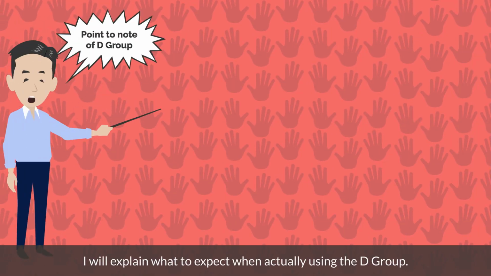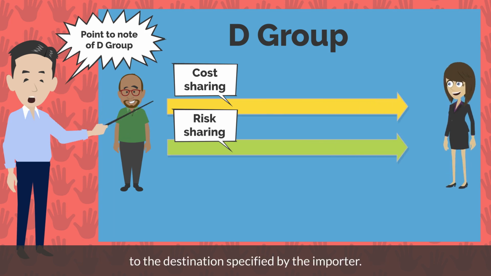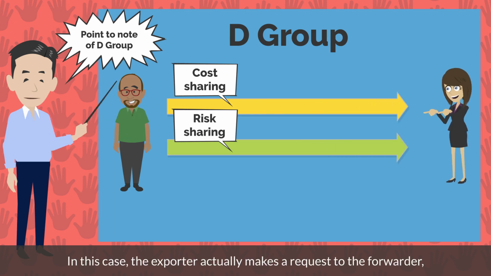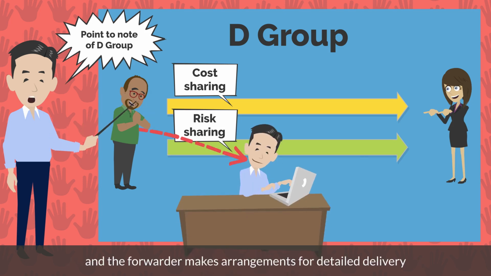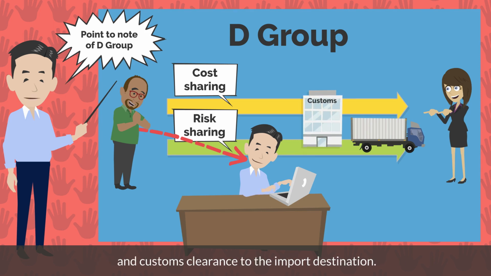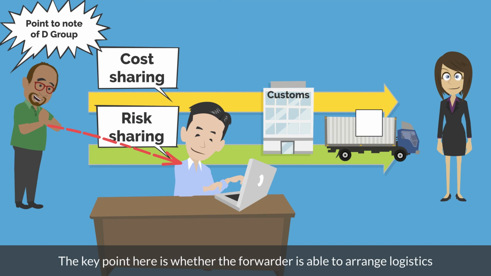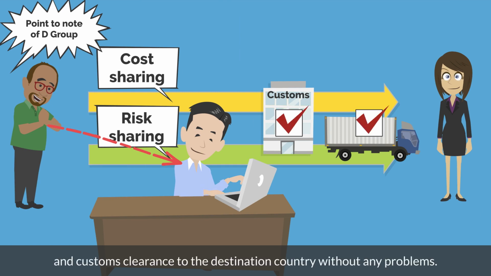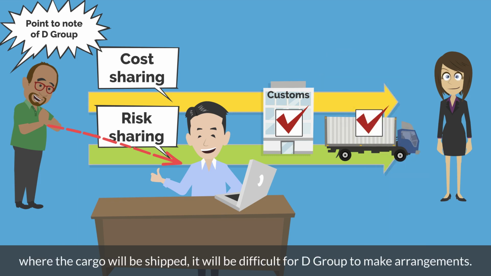I will explain what to expect when actually using the D group. In D group, the exporter arranges for the cargo to be delivered to the destination specified by the importer. In this case, the exporter actually makes a request to the forwarder, and the forwarder makes arrangements for detailed delivery and customs clearance to the import destination. The key point here is whether the forwarder is able to arrange logistics and customs clearance to the destination country without any problems. If the forwarder does not have a branch or agent in the area where the cargo will be shipped, it will be difficult to make arrangements for D group.